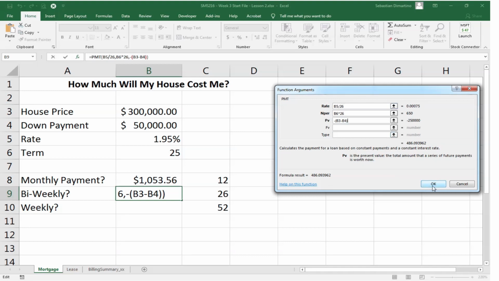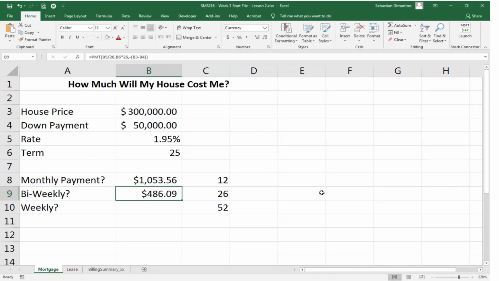When I click enter, you'll notice that my payment bi-weekly for this property is $486 every 2 weeks. You'll notice it's also less than half of this payment above. And that's how you can really double check yourself quickly to make sure you didn't make a mistake. Make sure that your bi-weekly payment is always a bit less than what half would have been on your monthly.